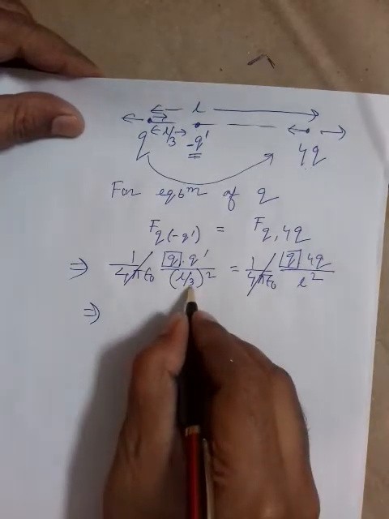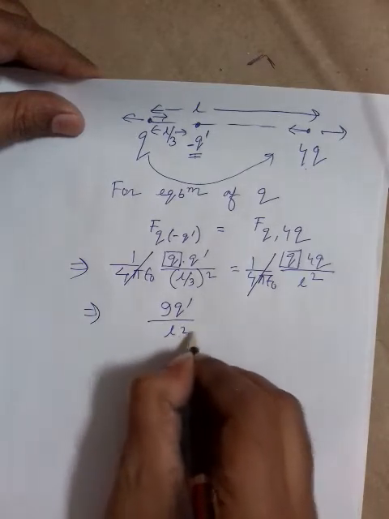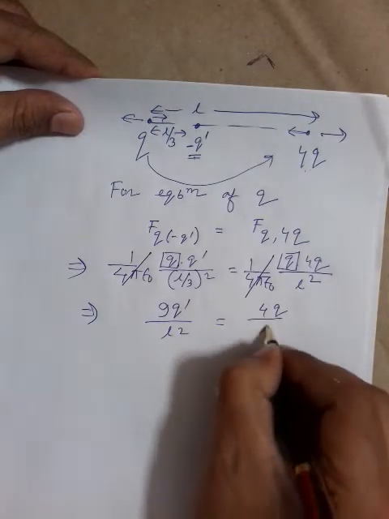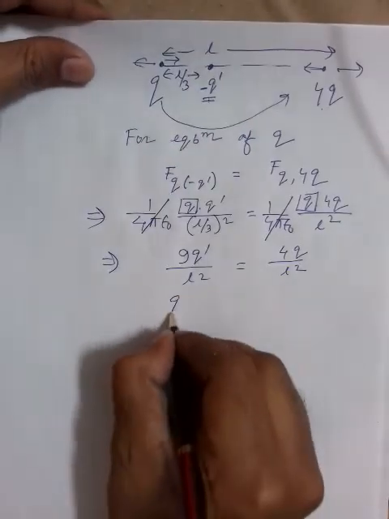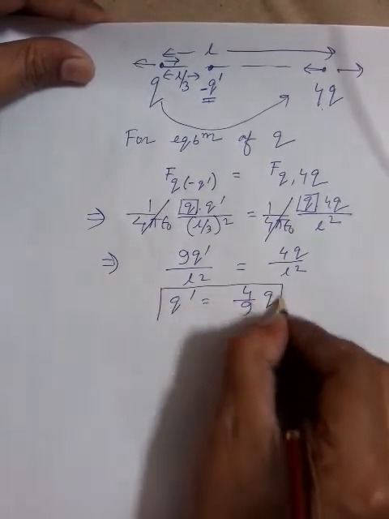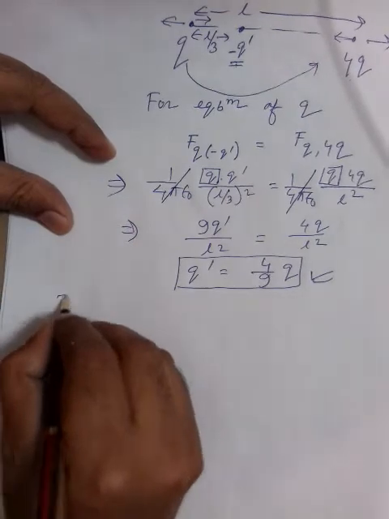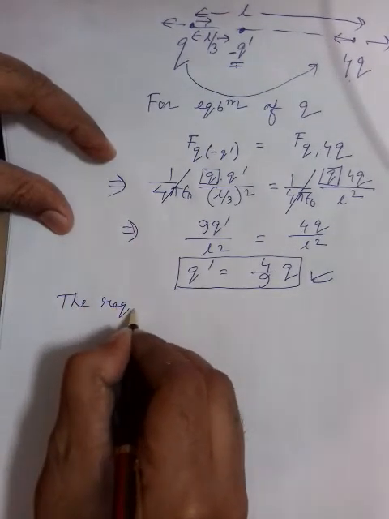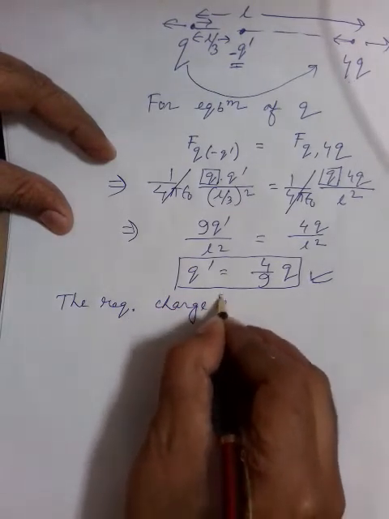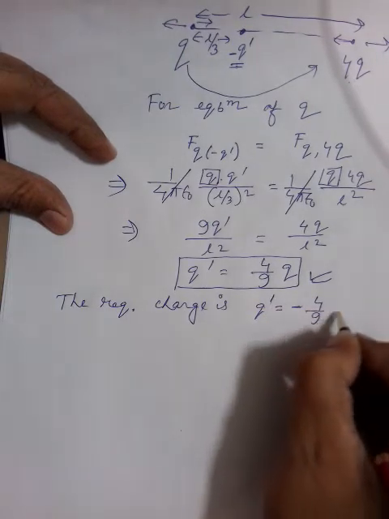So what is left? This on squaring, 9q dash by L square. L square also goes cancel. It is 4q by L square. So q dash from calculation is 4 by 9q. So we get the value of the charge also. So you have to write the required charge. I am writing in short; you have to write the whole word required. The required charge is q dash equal to minus of 4 by 9q.